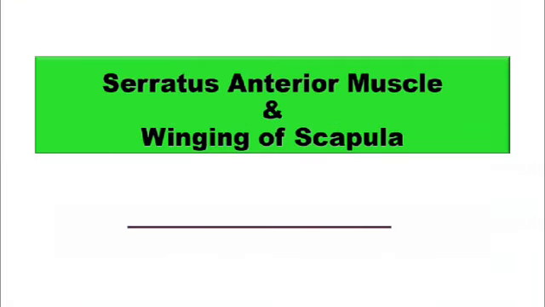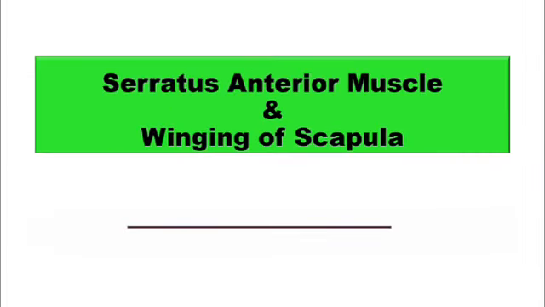This video is on serratus anterior muscles and winging of scapula. The objective of this video is to help students and prepare them practically on winging of scapula. Winging of scapula occurs because of the paralysis of serratus anterior muscles.